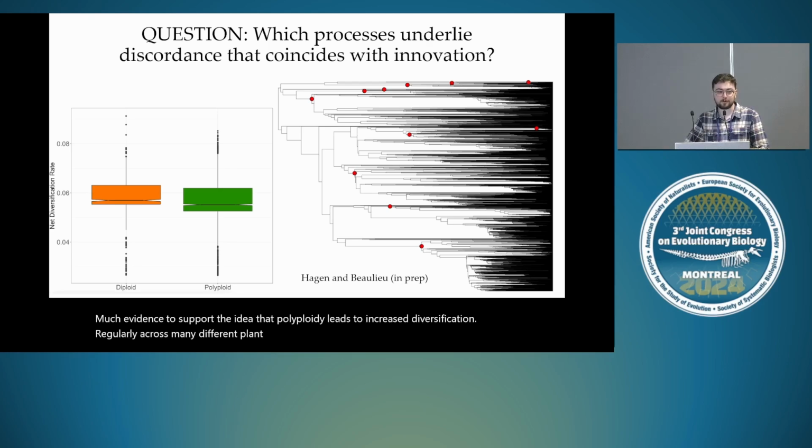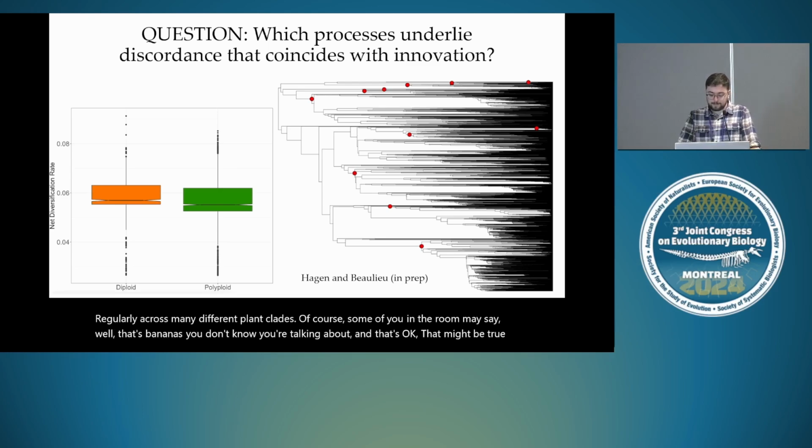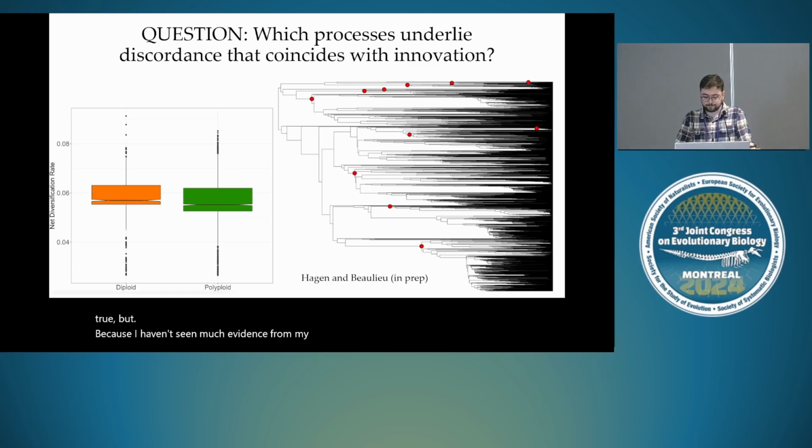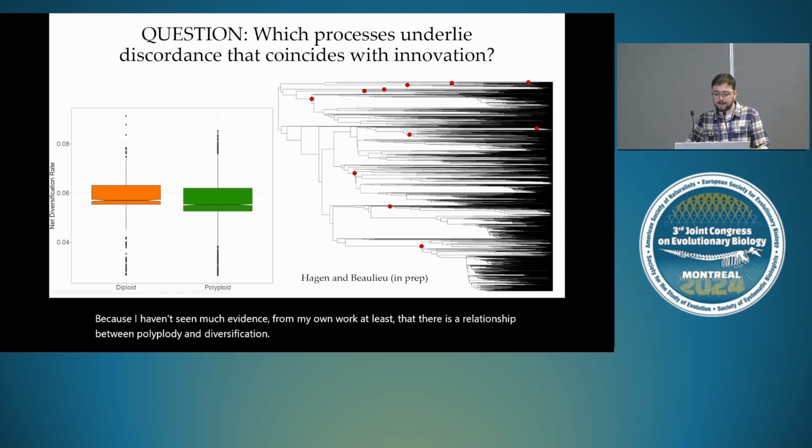Of course, some of you in the room may say, well, that's bananas. You don't know what you're talking about. And that's okay. That might be true. But because I haven't seen much evidence, from my own work at least, that there is a relationship between polyploidy and diversification, I had been thinking, well, maybe whole genome multiplications aren't causing these influxes of innovation as opposed to other processes that could be creating it.